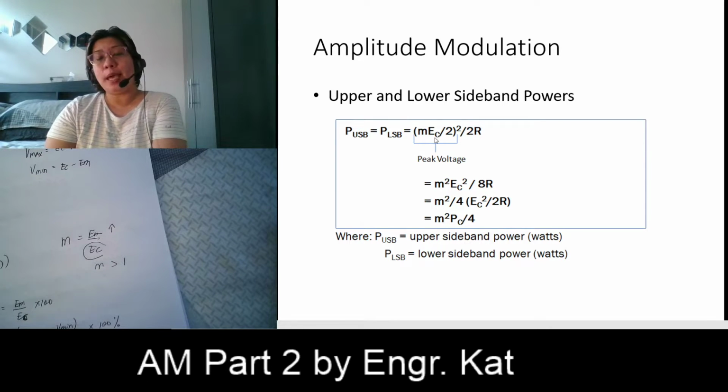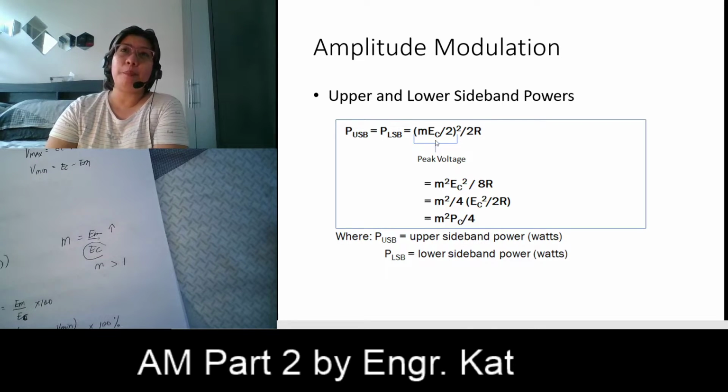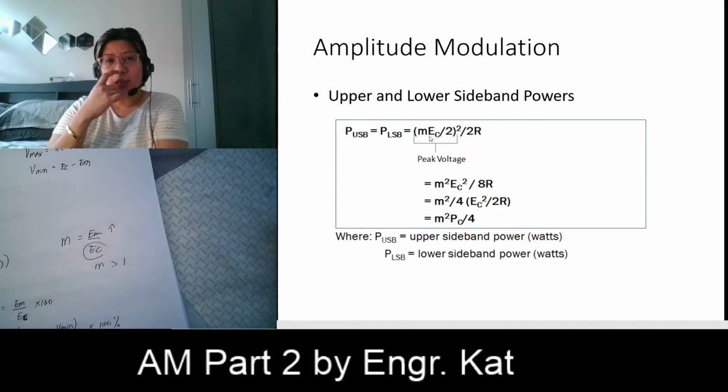Okay, so we have to get the RMS value. So how do you get the RMS value? You multiply it again by 0.707, then we square it. So that will give us m squared Ec squared divided by 2R. Like what we did earlier.